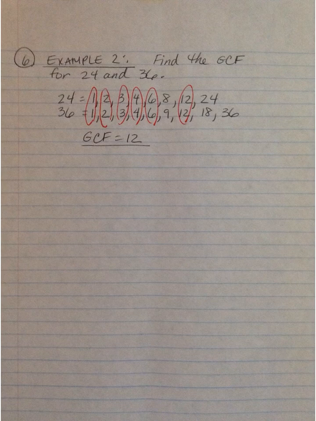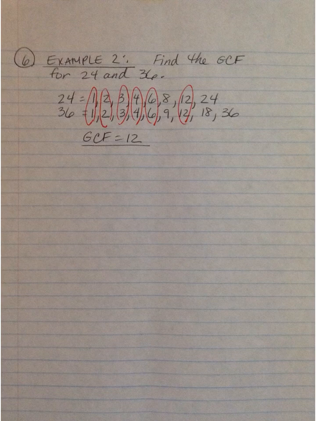Okay, let's do another example. In box number 6, this is example 2, and we are going to find the greatest common factor, or GCF, for 24 and 36. So let's start by listing all the factors of 24. 1 times 24, 2 times 12, 3 times 8, 4 times 6.